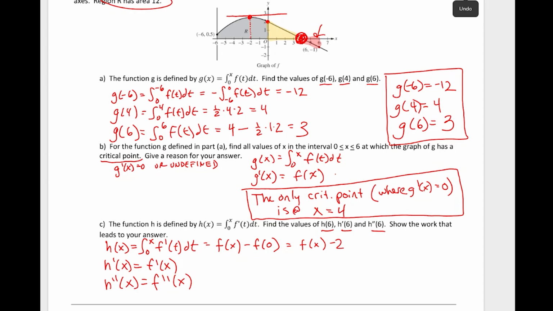Okay, so now that we've defined all these functions, we can go ahead and calculate h of 6, h prime of 6, and h double prime of 6. So h of 6 would be f of 6 minus 2. So f of 6 is negative 1. Negative 1 minus 2 is negative 3. h prime of 6 would be f prime of 6.